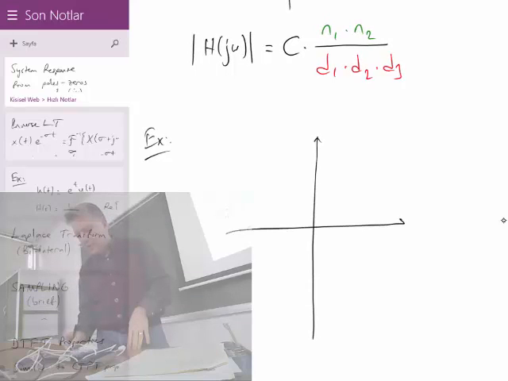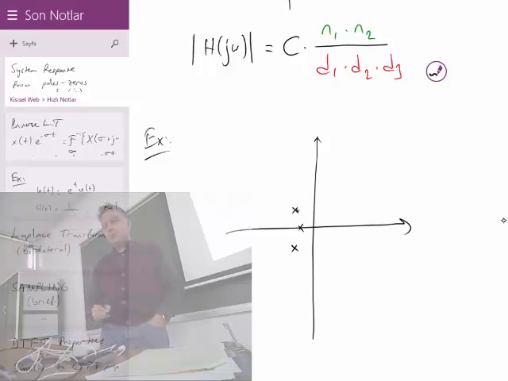I wish we could have that. Suppose we have these poles.